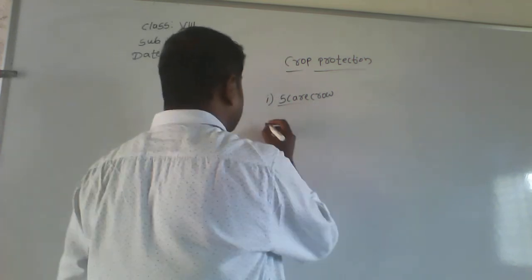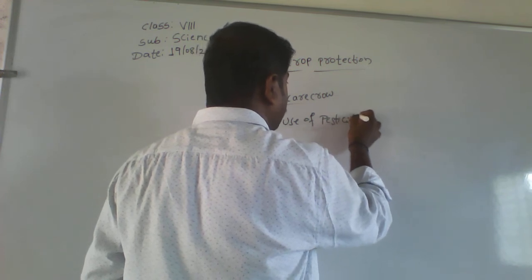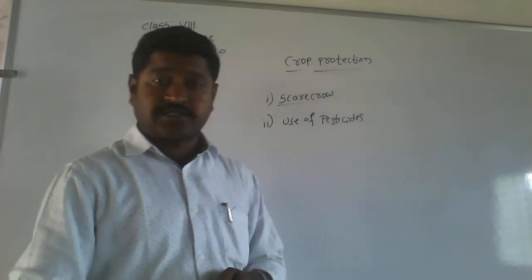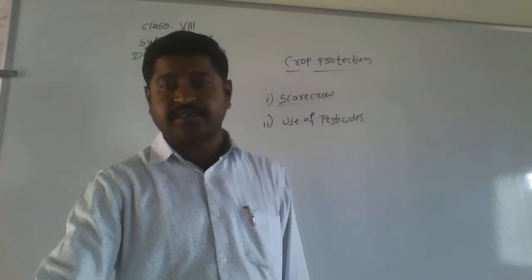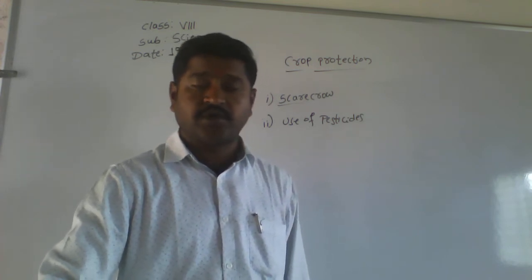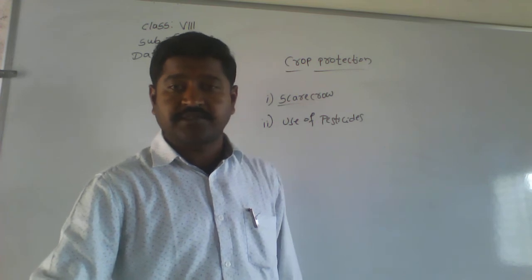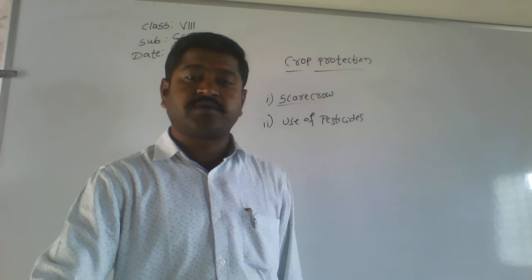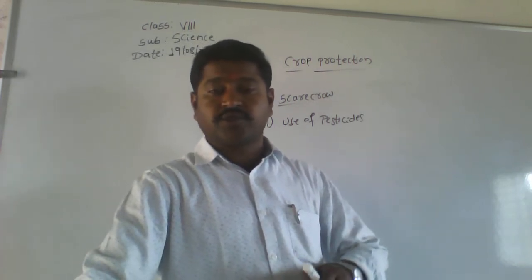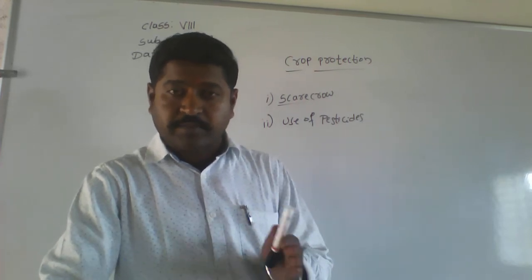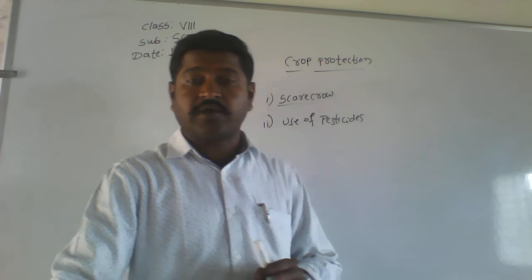Use of pesticides. The second one is use of pesticides. It means we are going to use pesticides to protect our crop. It is important to keep our crops protected from fungus, from microbes, and from pests. So what we are going to do here is use a chemical substance called pesticides. What are these pesticides doing? Actually, these pesticides kill the pests but do not harm the crop. The role of these pesticides is to kill the microbes or the fungus or the pests, but they are not at all going to harm our crops.